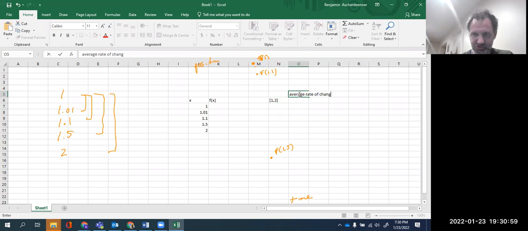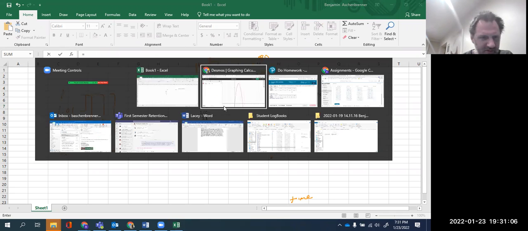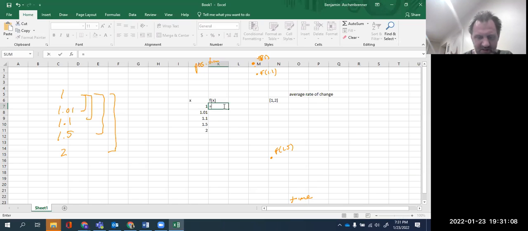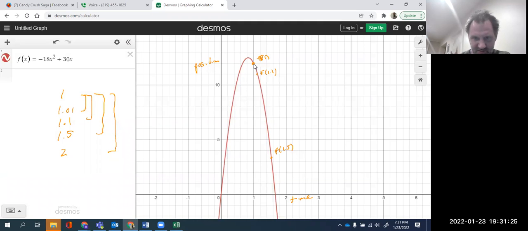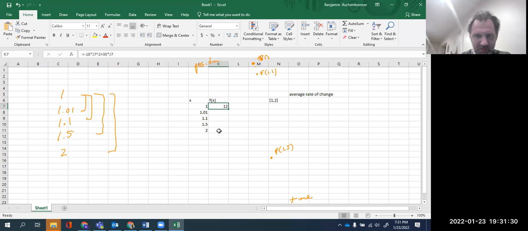Average rate of change. What I need to do in order to figure that out is, let's go back to what was my value here, negative 18 times this number squared plus 30 times this number. Okay, so it's 12. Let me just double check that makes sense. Yeah, that's right. When I have a value of 1, I get an output of 12. Perfect. Okay, so when I put in 2, I'm going to end up negative.